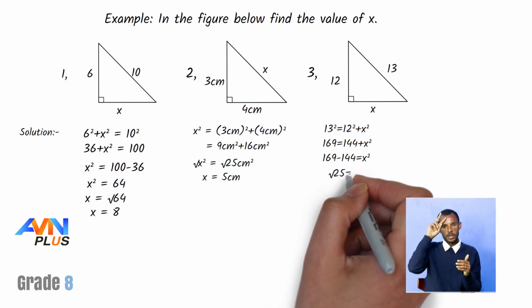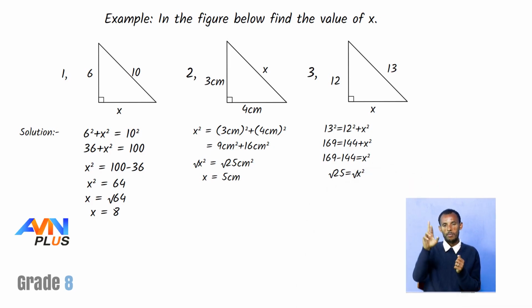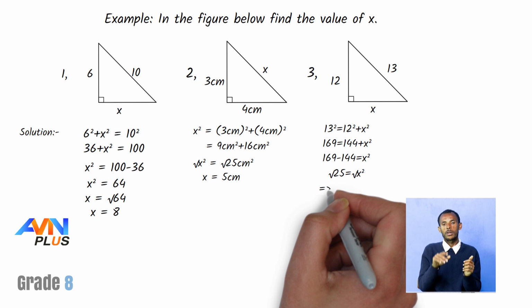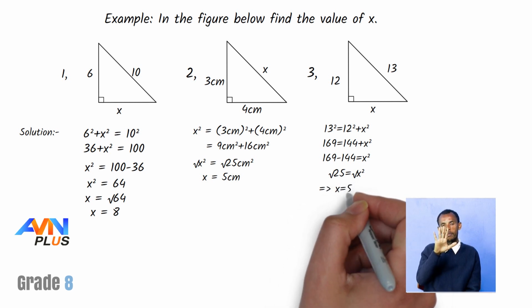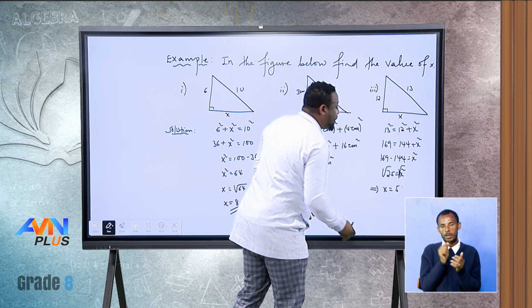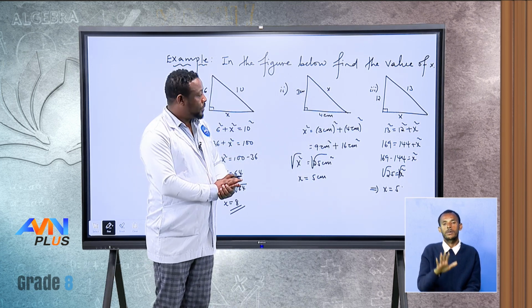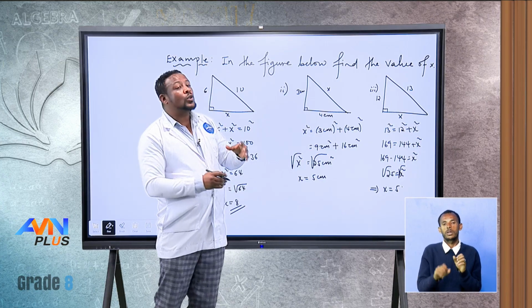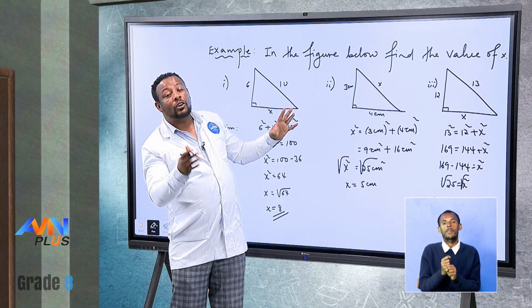So now the last step will be taking both sides by radical. So this becomes x is equal to 5. Okay, so you can take both sides by radical. The value of x becomes 5 unit. Okay, so this is how you can apply Pythagoras theorem to find the unknown side.